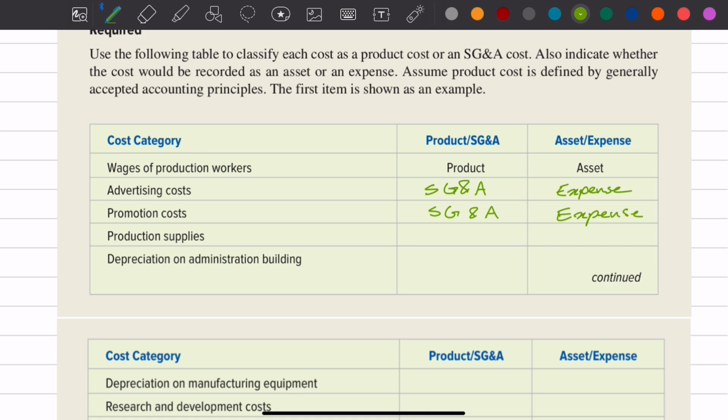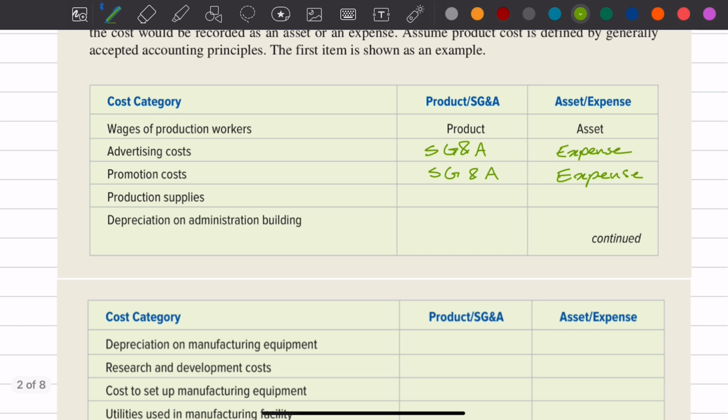Okay. Next one is production supplies. Now, production supplies, from the naming of this particular cost, we can understand that these supplies will be part of the production process, so they will be consumed by the production operations. So based on that, we know that this is a product cost, and because it's a product cost, it will be classified as an asset first.